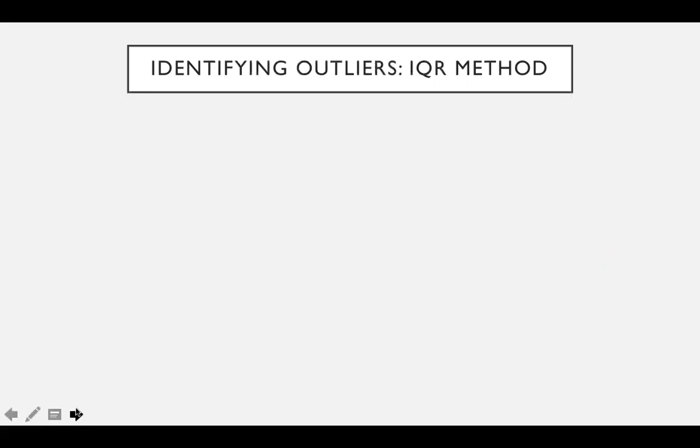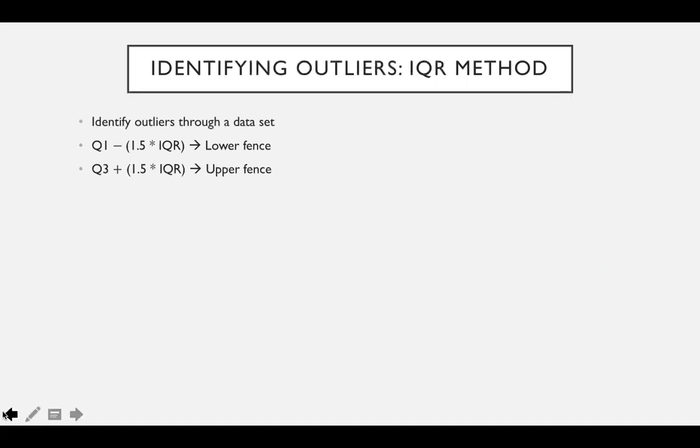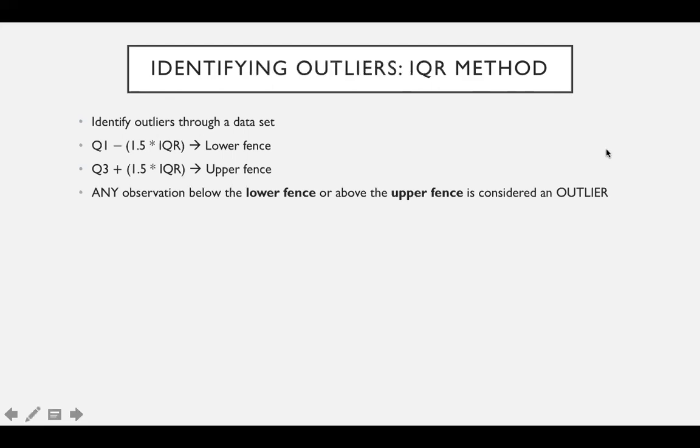Okay, so there's a way to identify outliers in a data set. It's called the IQR method. If you take Q1 and subtract 1.5 times the IQR, that will give you your lower fence, as we'll call it. And if you take Q3 and add 1.5 times the IQR, that will give you your upper fence. So any observation below the lower fence or above the upper fence is considered an outlier.